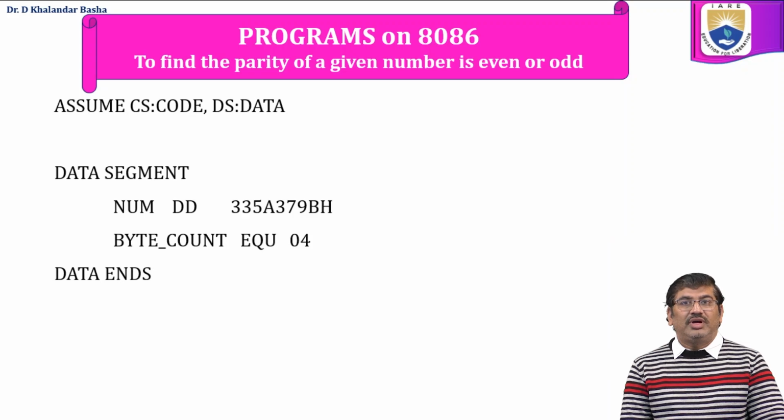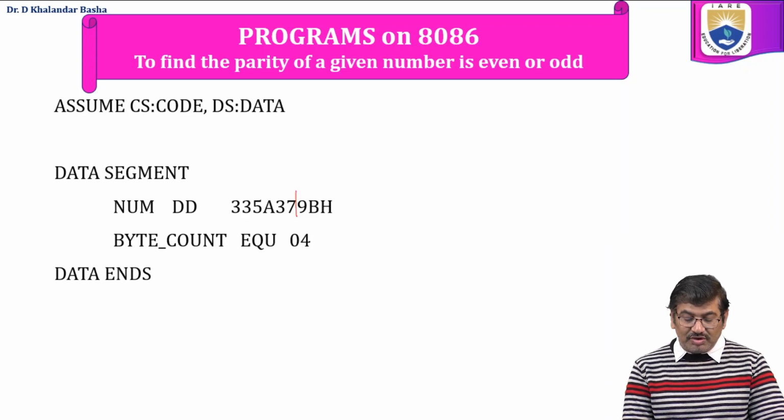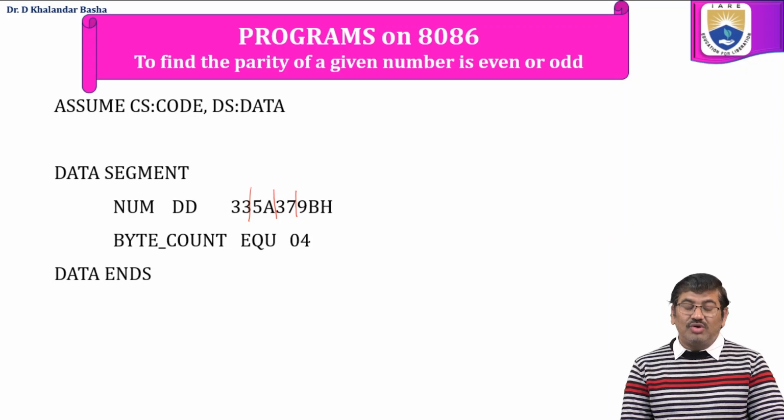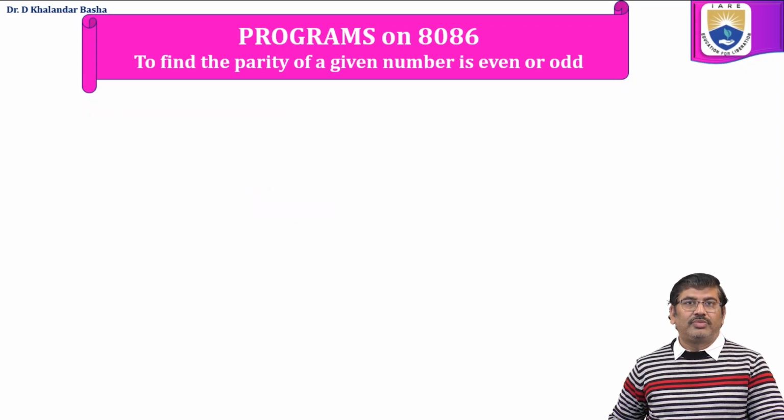Then 335AH, 379BH, it is for storing the 32-bit data into the memory location. Define byte count, how many bytes we are having here. See, this is 1st byte, this is 2nd byte, this is 3rd byte, this is 4th byte. So byte count is equivalent to 04.